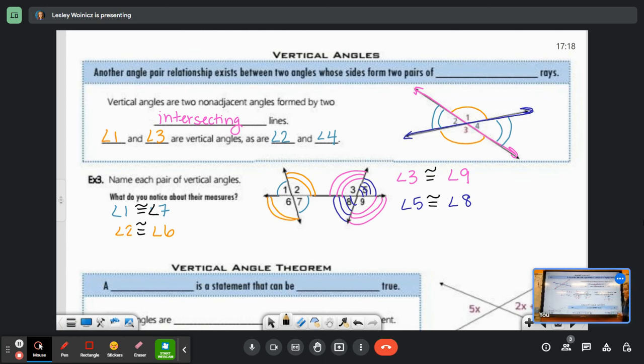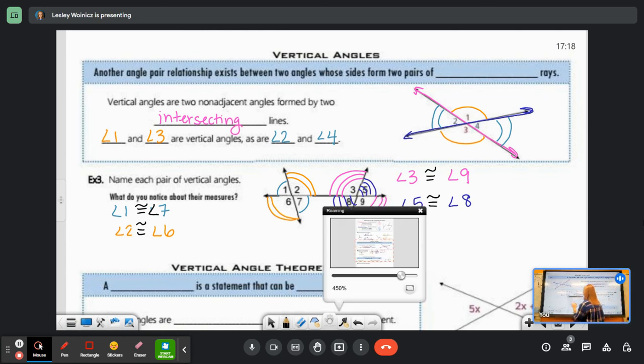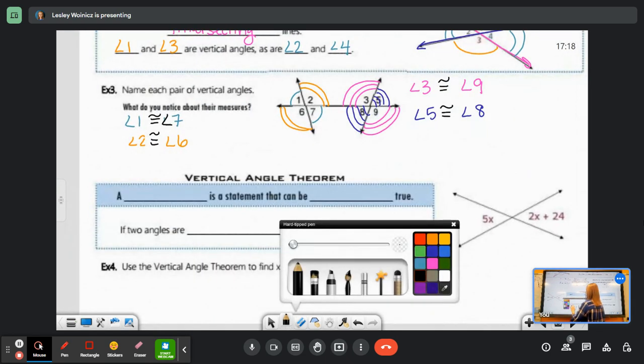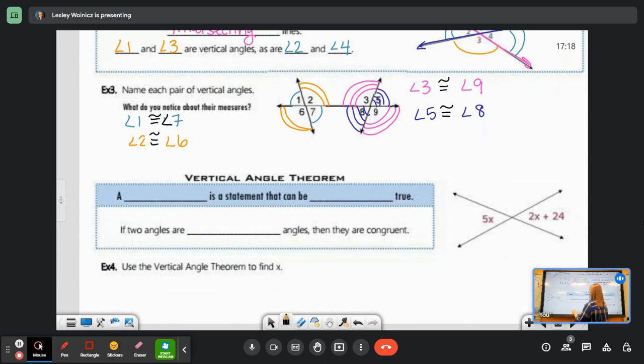Okay, we actually have a theorem that says this. Now, a theorem is a statement that can be proved true. A theorem is a statement that can be proven true, would probably be grammatically correct.